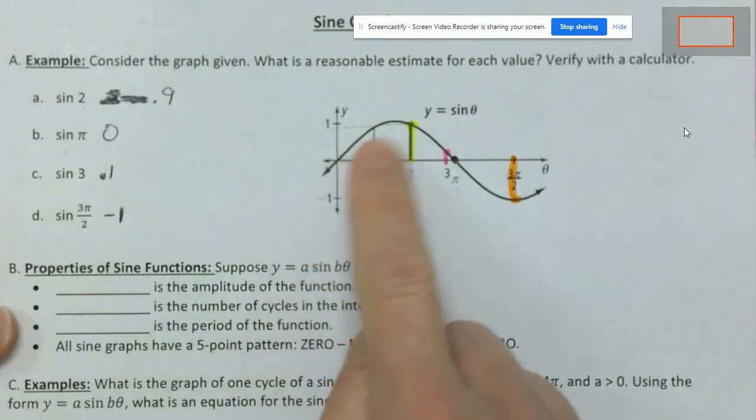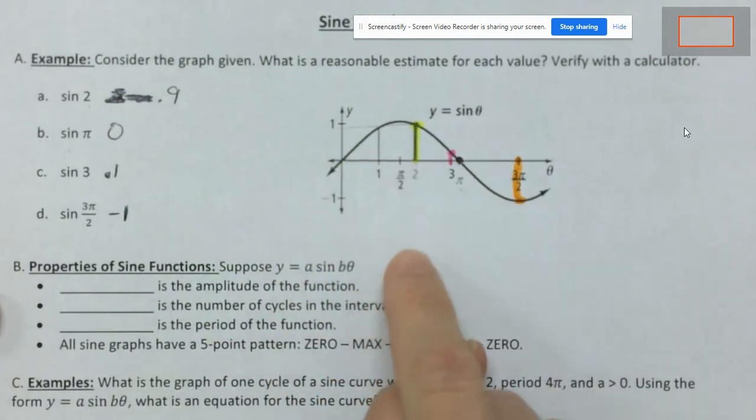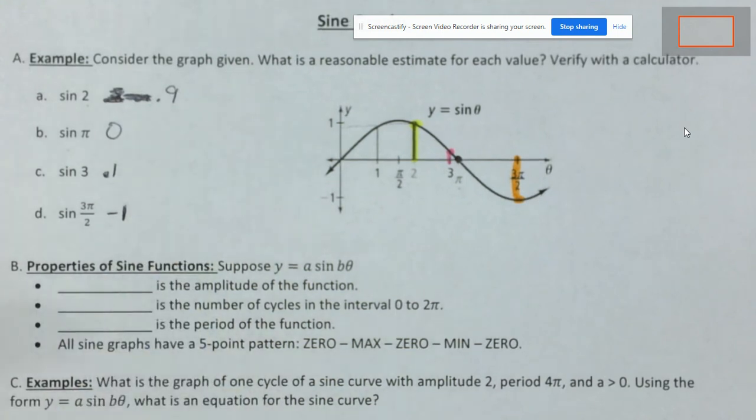So when you look at the graph, you can do a rough estimate, but you can also type these in your calculator to see exactly what they are. If you have any questions or if you don't know how to use your calculator, let me know and I can help you with that.